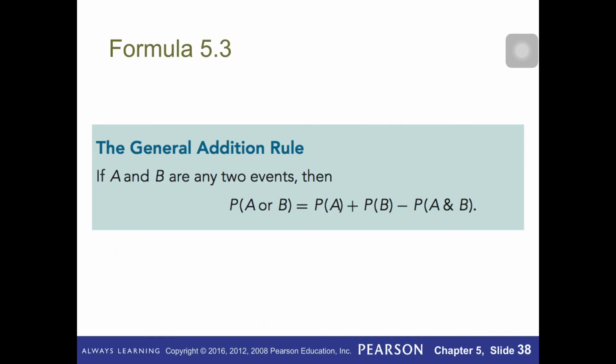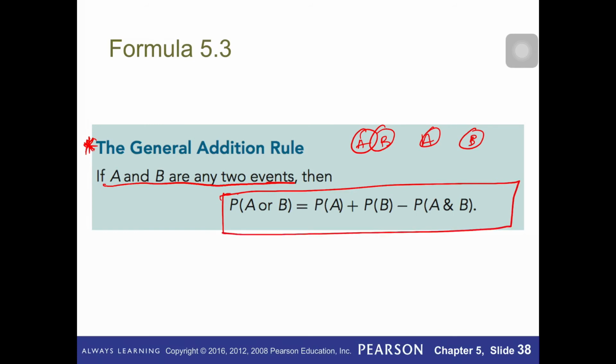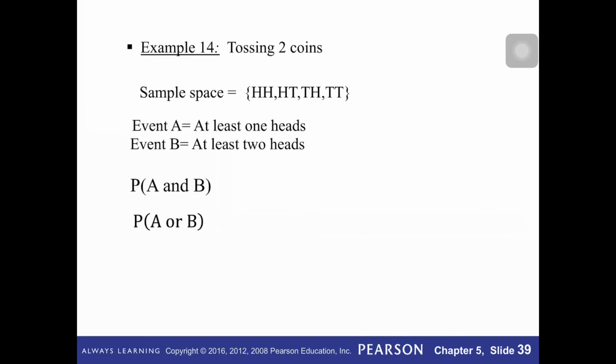Next one is the general additive rule. This is one of the most important rules in probability theory. If A and B are any two events, there is no mutual independence case here. Any two events, so they can be like this, A B, or like this, A B. It doesn't matter. Probability of A or B equals probability of A plus probability of B minus probability of A and B. So please try to remember this rule.